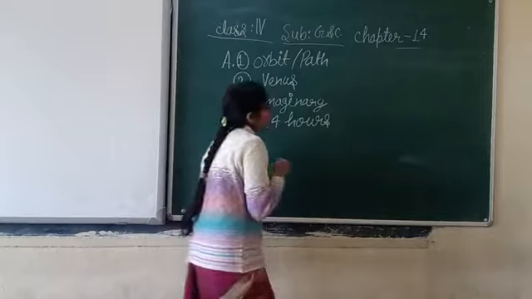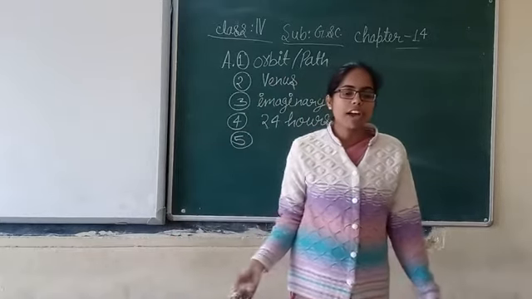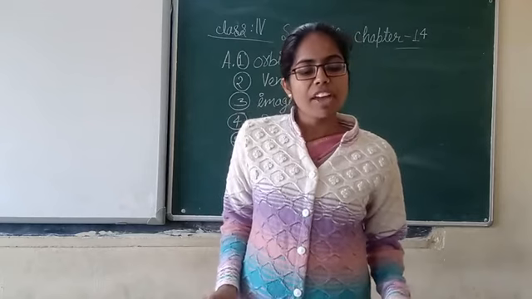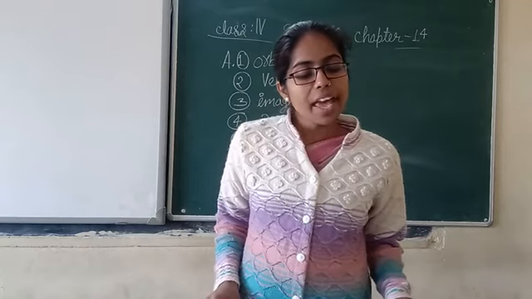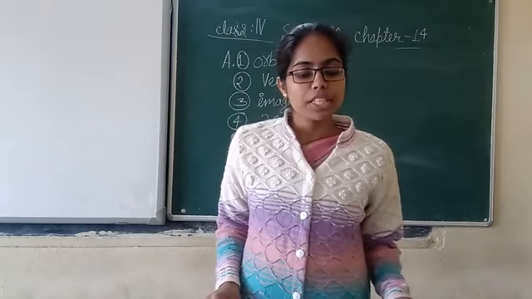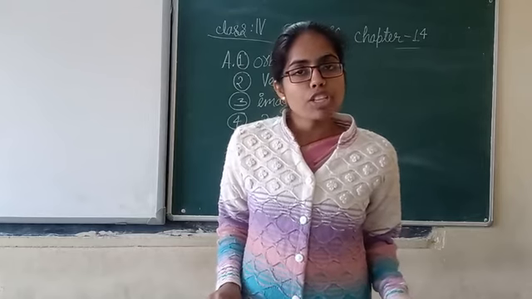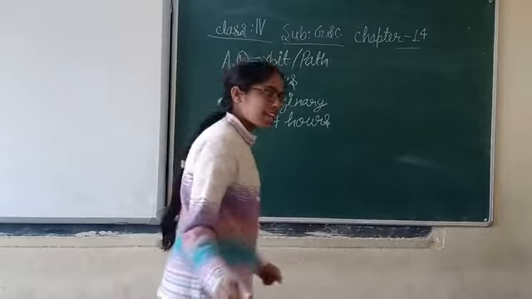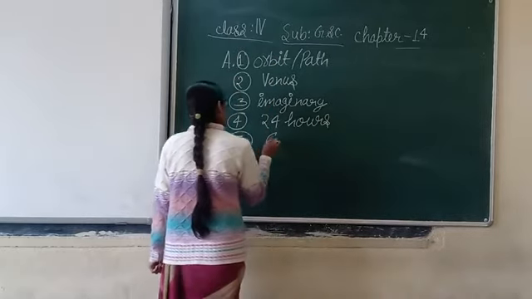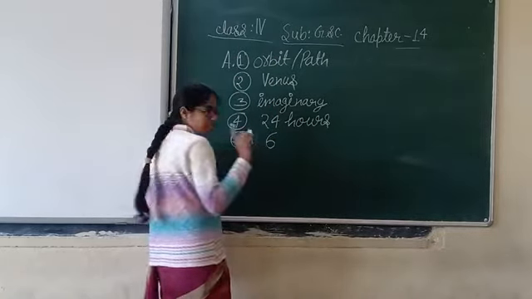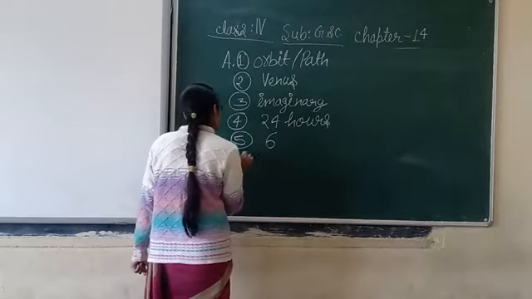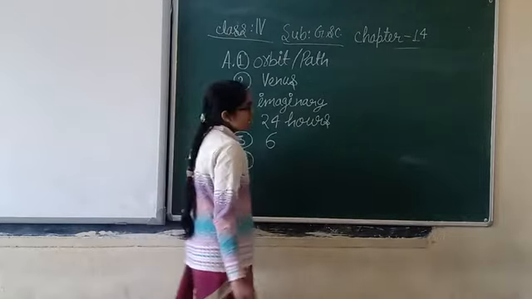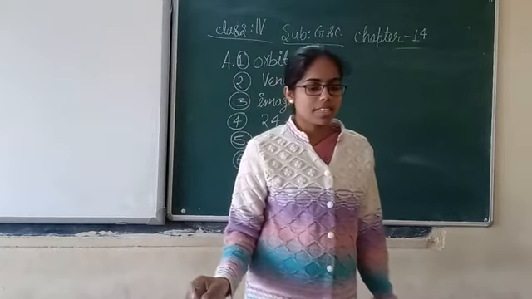Now question number 5. The Earth takes 365 days and dash hours to complete one revolution around the Sun. So the answer is 6. 6 hours to complete one revolution. 365 days and 6 hours to complete one revolution around the Sun.